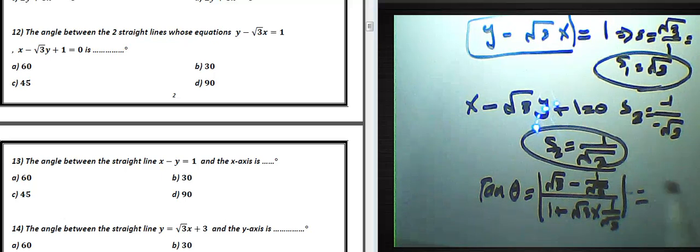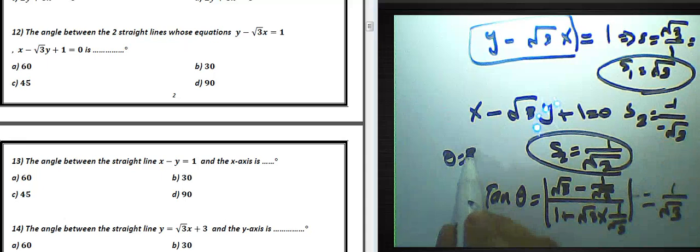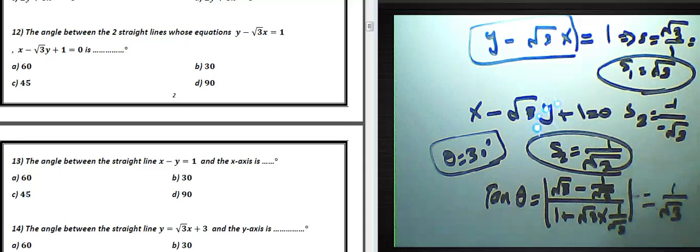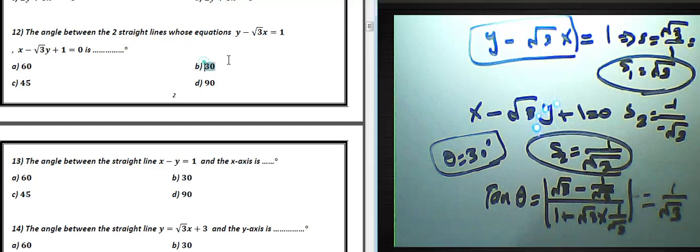We can cancel the result. Then tan theta will be, in the numerator, root 3 subtract 1 over root 3, and the denominator is 1 plus 1, so it will be 1 over root 3. Tan theta will be 1 over root 3. Ask yourself, tan theta equals 1 over root 3, then theta will be 30 degrees, because tan 30 equals 1 over root 3. Choose 30, letter B.